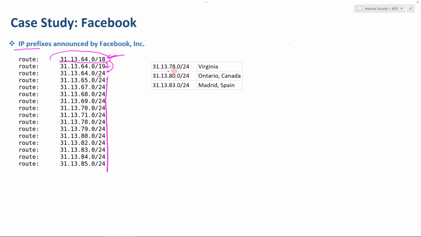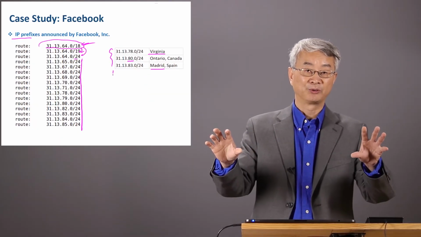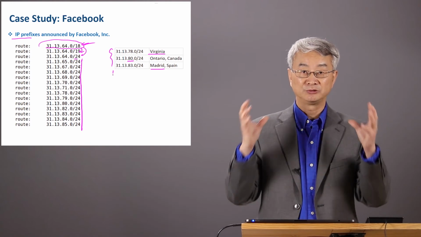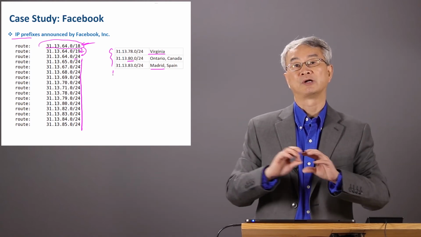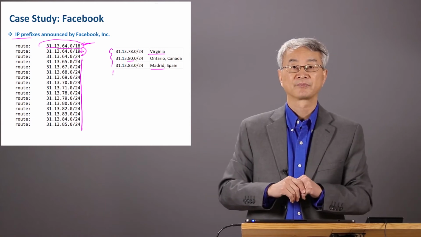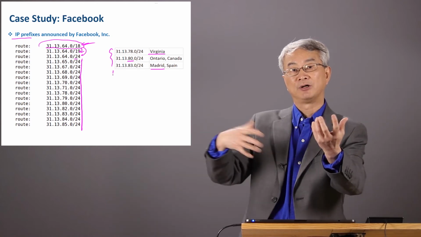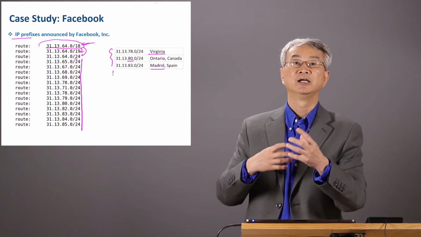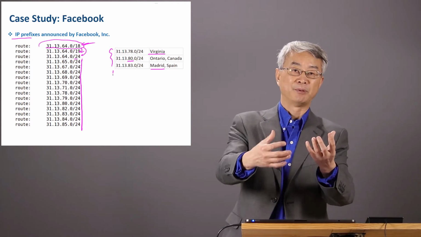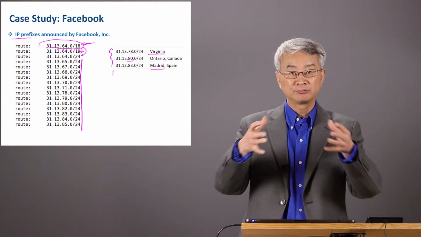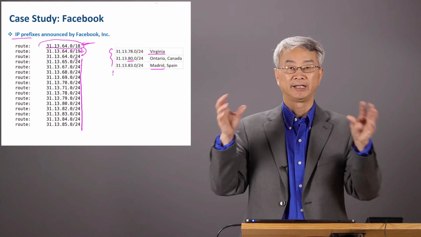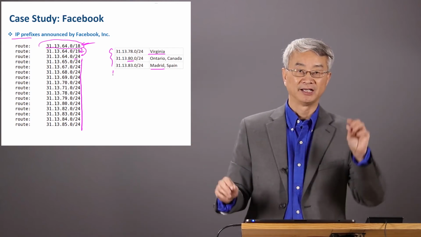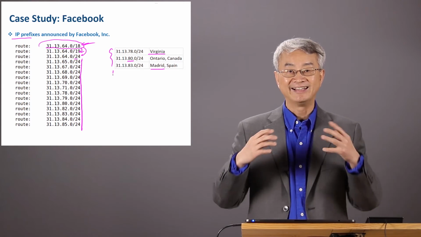If you look at this one, 78 is in Virginia, the 80 is in Ontario, and this one is in Madrid, Spain. These IP addresses are located in different places, even though they belong to the same Facebook network, because they are geographically distributed across the globe. This way, people in Spain who want to access Facebook will likely reach a nearby server. This is called deaggregation. You deaggregate your network into small pieces, and each of them can be in different locations. BGP naturally supports that.